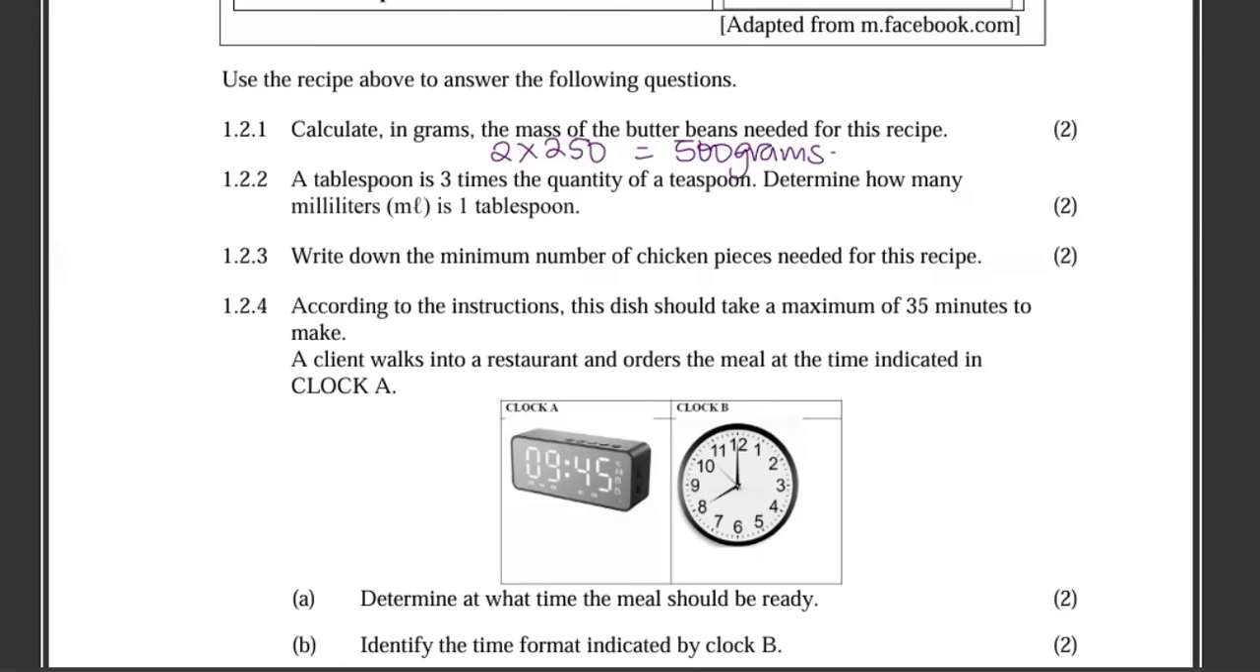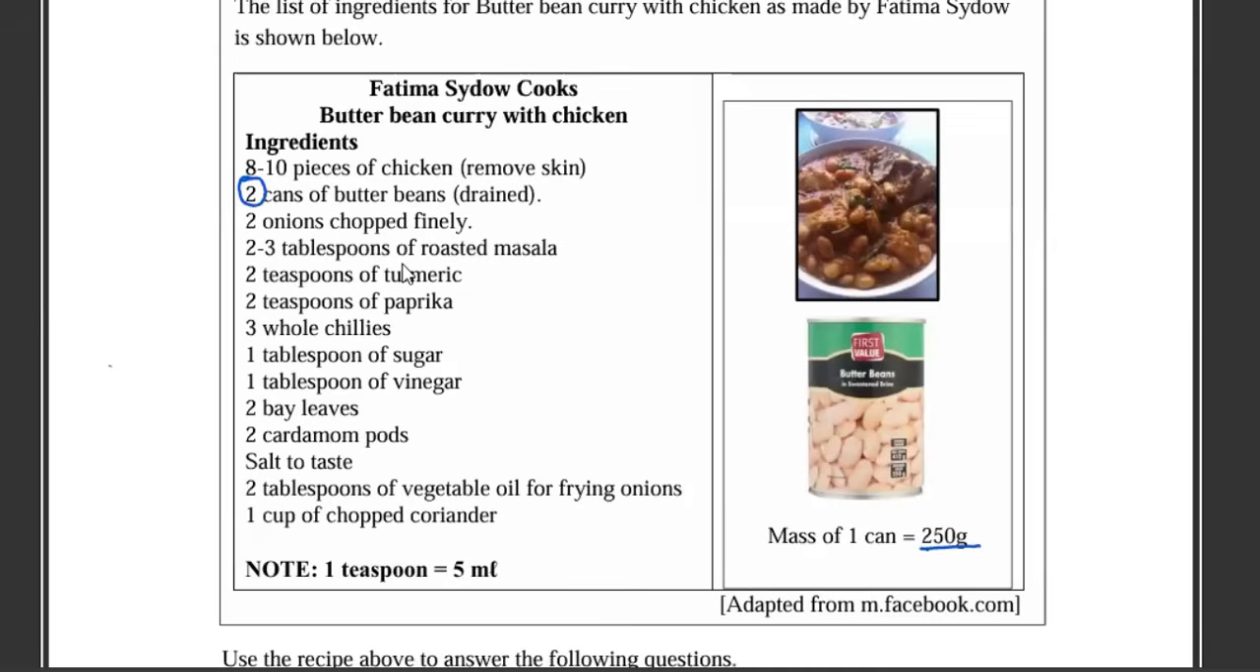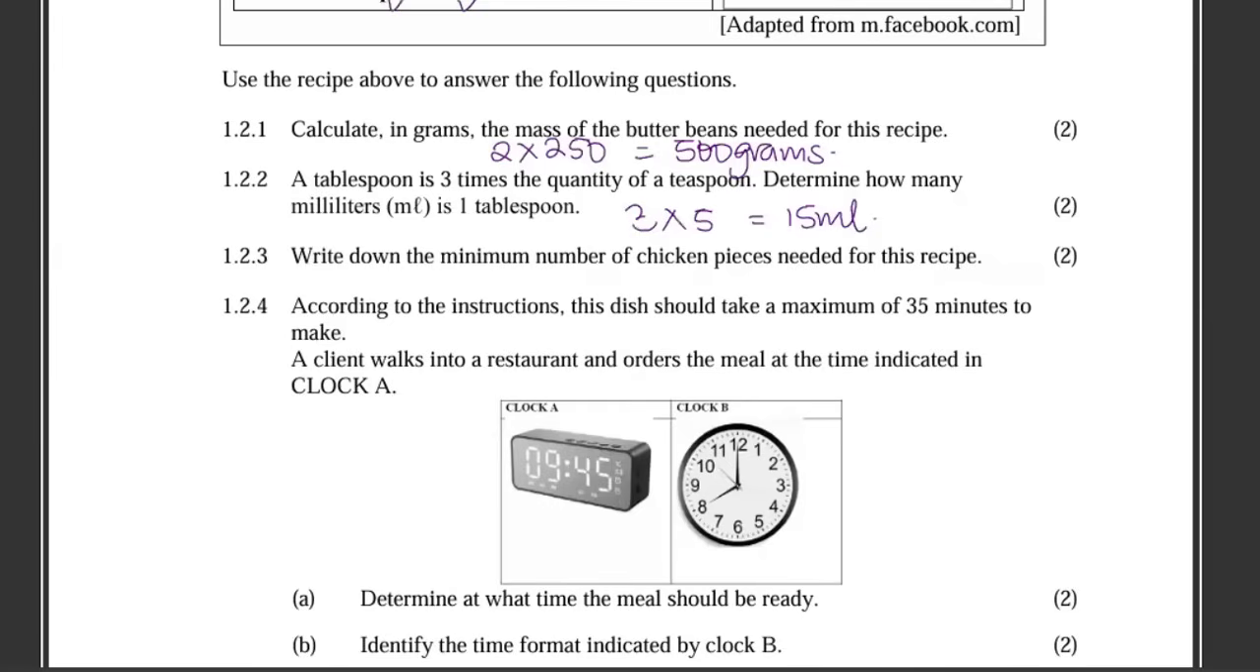A tablespoon is 3 times the quantity of a teaspoon. Determine how many mils is 1 tablespoon. Now, teaspoon is 5. So they are telling you it's 3 times a teaspoon, meaning 15 mil. Okay. Write down the minimum number of chicken pieces needed for this recipe. Minimum pieces of chicken. Now, when you come here, we have pieces of chicken at 8 to 10. Minimum 8.